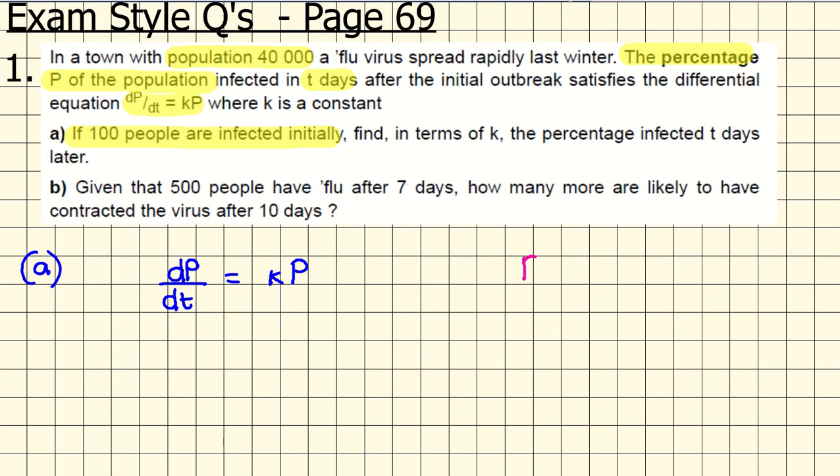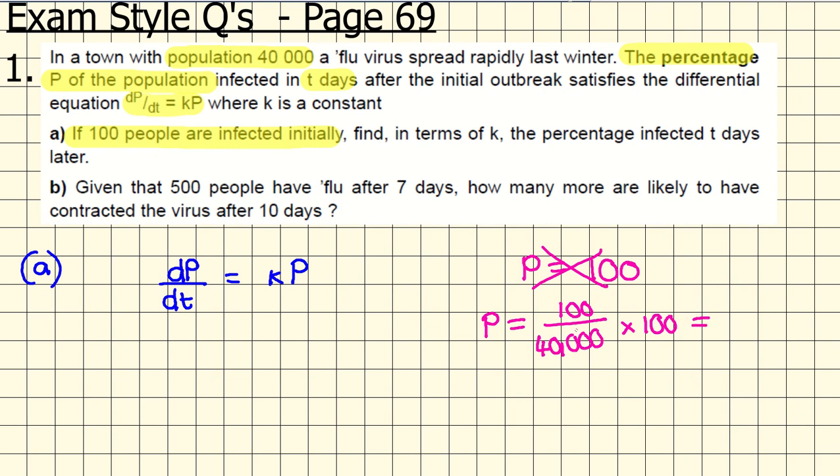A common mistake here is that people always write P equals 100, because they think, right, 100 people are infected. That's wrong, because P stands for the percentage of the population infected. So P is actually going to be 100 infected out of a total population of 40,000. That's why I'm doing it as a fraction, and I'm going to times by 100 just because I need that as a percentage.